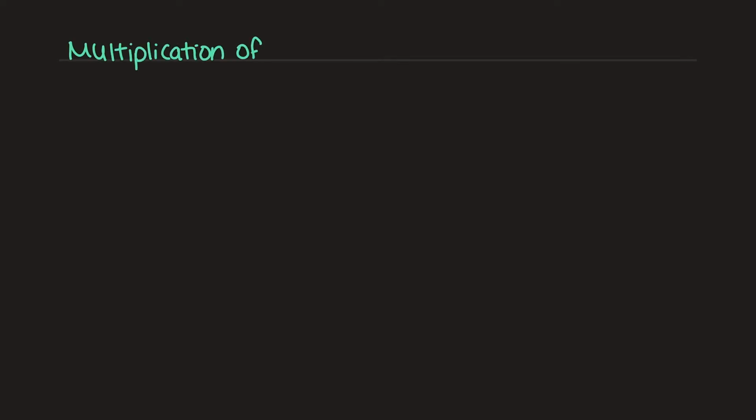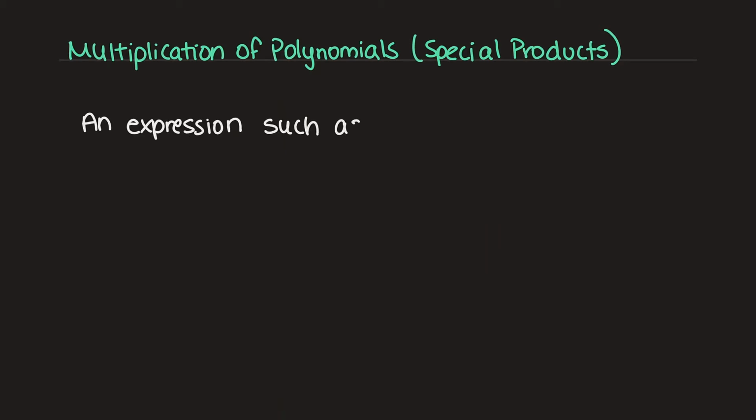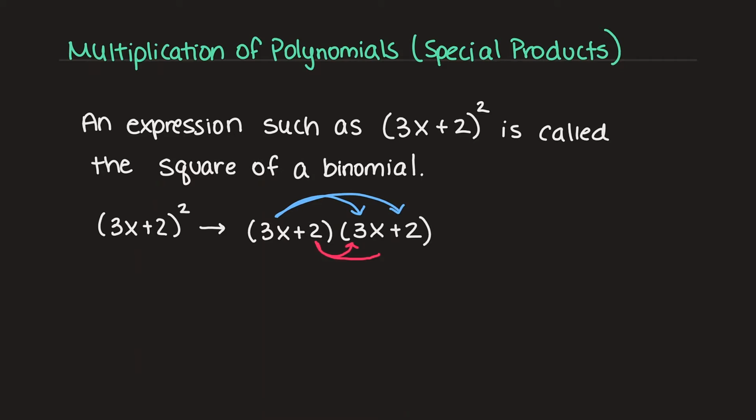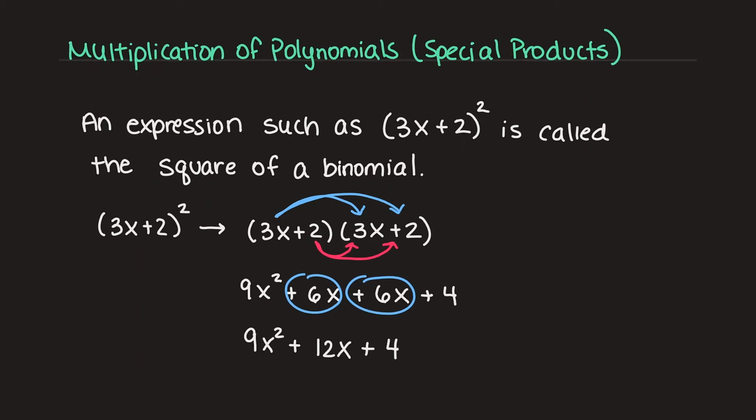Hey guys, so this video is a continuation of the multiplication of polynomials, but this time we will be talking about some special products. So an expression such as 3x plus 2 quantity squared is called the square of a binomial. This expression can be expanded as two factors of 3x plus 2, and then we can multiply the two binomials by distributing each term of the first binomial to every term of the second binomial. And then we can combine the like terms, and we get 9x squared plus 12x plus 4 as our answer.